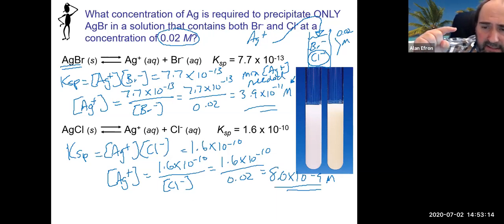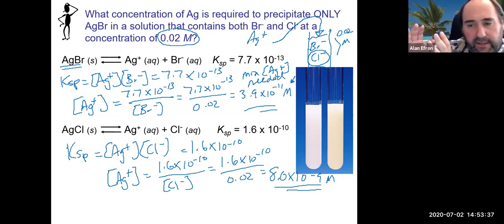You can even continue to increase the concentration of that silver all the way up to less than 8 times 10 to the minus 9, and you will still see solid coming out. As long as you keep it under 8 times 10 to the minus 9, you'll see solid. At some point, you'll stop seeing solid.